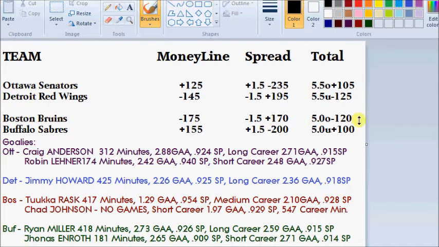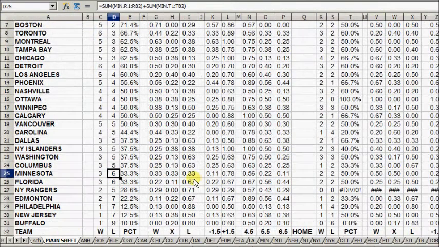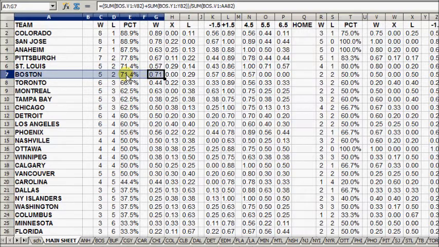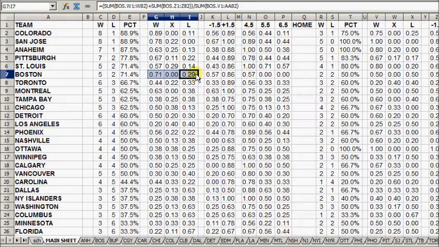Boston and Buffalo is the next game. In Buffalo, Boston are a pretty decently sized favorite, and for good reason too. If we look at Boston this year, Boston's 5-2, winning 71% of their games, all of them in regulation time. They have won by 2 goals or more more than half the time, 57%, and they've only lost by 2 or more 14% of the time. 57% of the time there's 5 goals or more, but there has yet to have been 6 goals or more. Most of the time there has been exactly 5 goals in a Boston game.